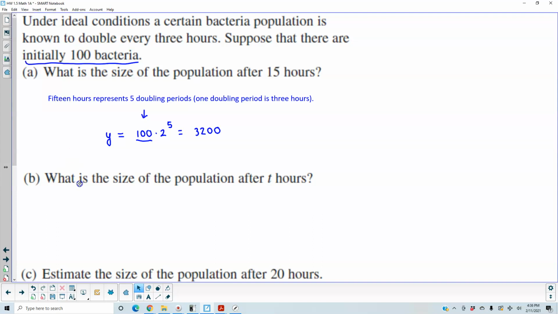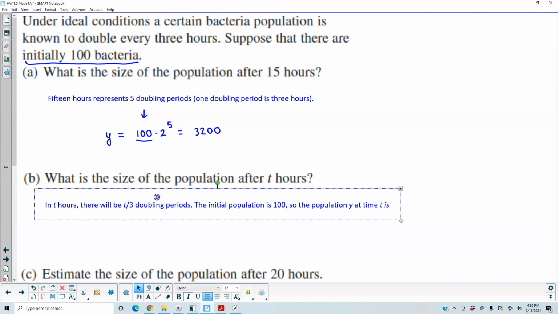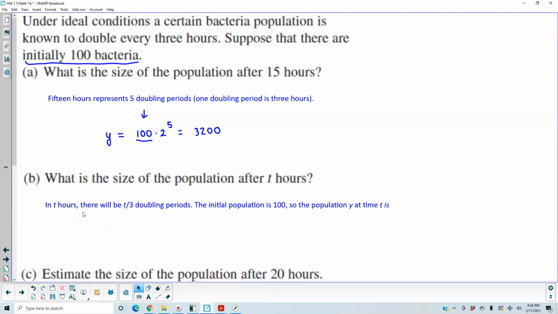And so if we want to know the size of the population after t hours, what do we know? We know that in t hours, there will be t divided by 3 doubling periods. The initial population is 100, so the population y at time t is going to be y equals 100, which is the initial population, times 2, and now our exponent for the base of 2 is going to be that doubling period, which is t divided by 3.